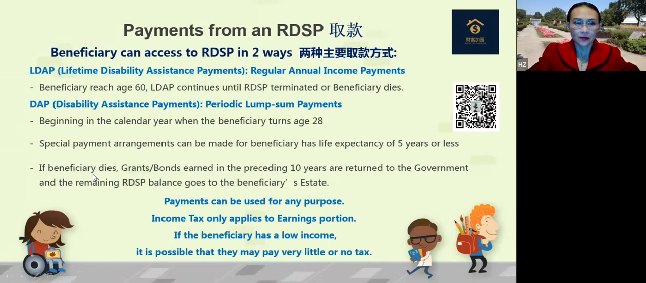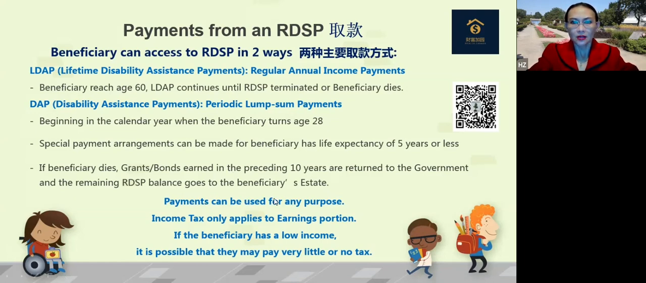If the beneficiary passes away, grants and bonds earned in the preceding 10 years are returned to the government, and the remaining RDSP balance goes to the beneficiary's estate. So what does the 10-year rule pretty much mean? You invest money and it sits there for 10 years. You don't take it out, okay? So the government bonds and grants will stay. After 10 years, if you take it out, they will not take it back.